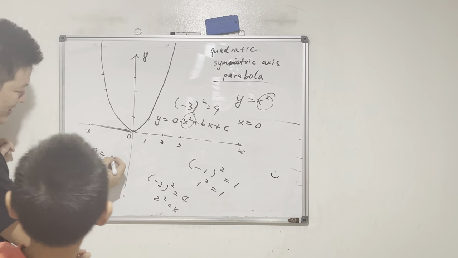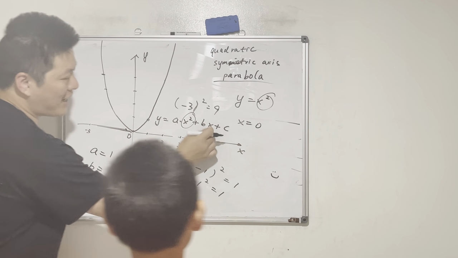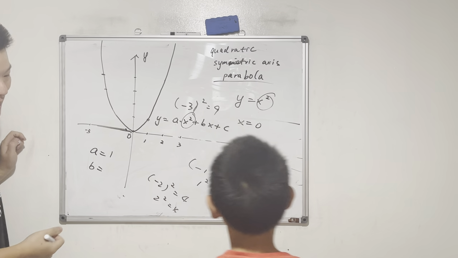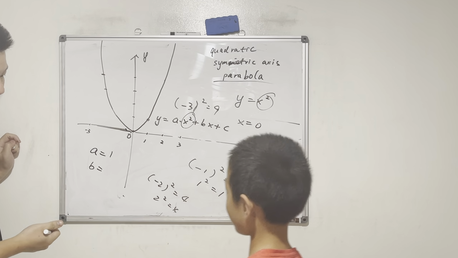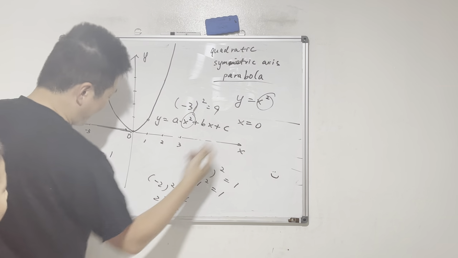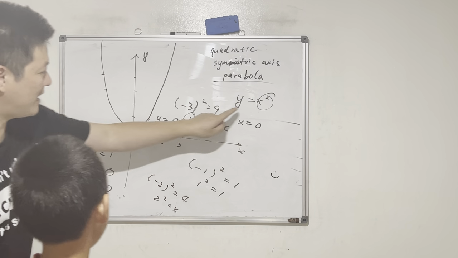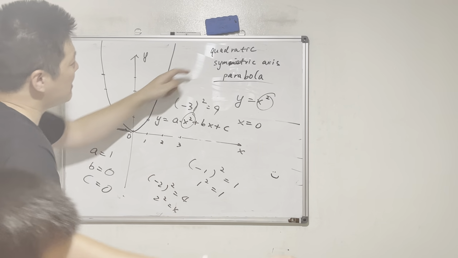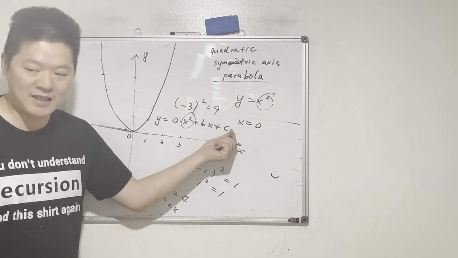Zero. One. What's the value of b? b times x equals nothing. So what's the value of b? b times x is nothing, so b is what? Zero. And c equals nothing. So what's the value of c? Zero. Okay, so look, any quadratic equation can be simply generalized as this, a, b, c.